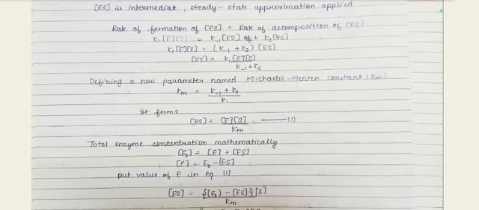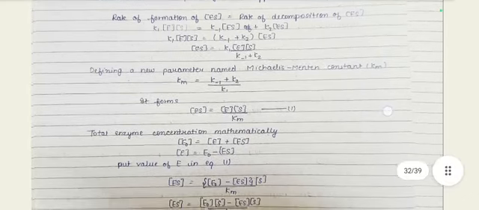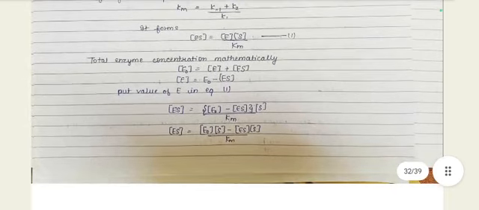Defining a new parameter named the Michaelis-Menten constant, Km is equal to (K-1 plus K2) over K1. In this form, [ES] is equal to [E][S] over Km. The total enzyme concentration, mathematically, E naught is equal to [E] plus [ES]. [E] is equal to E naught minus [ES]. Put the value of [E] in equation 1. [ES] is equal to (E naught minus [ES]) times [S] over Km. [ES] is equal to E naught [S] minus [ES][S] over Km.